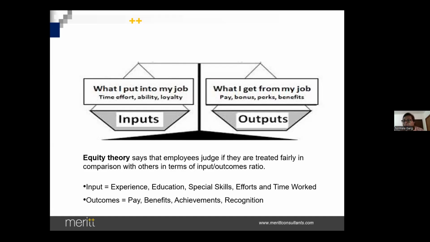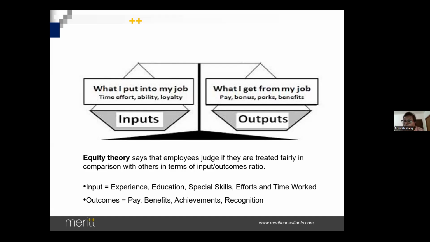But tell me, how will you know that this input is equal to output? Anybody? Performance evaluations. Right. When there's a performance evaluation, and you get the increment, you see that you got less increment as compared to another person who does much less work and got more increment. So what did you do? You're comparing. Only then you will know.